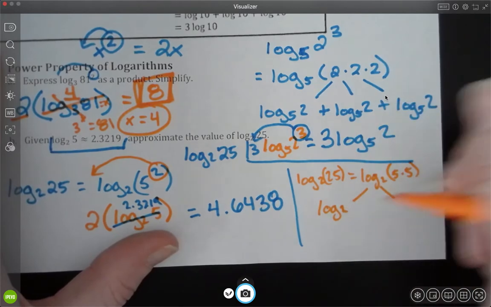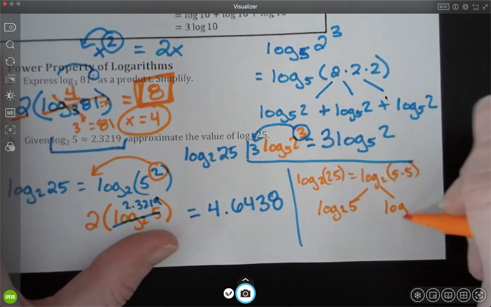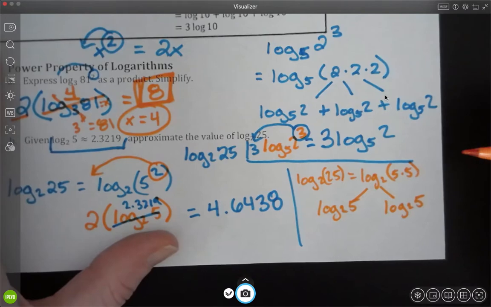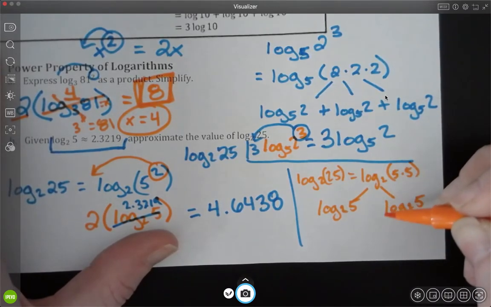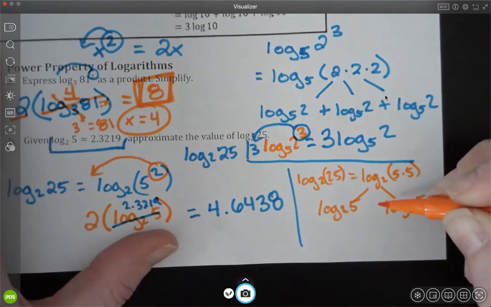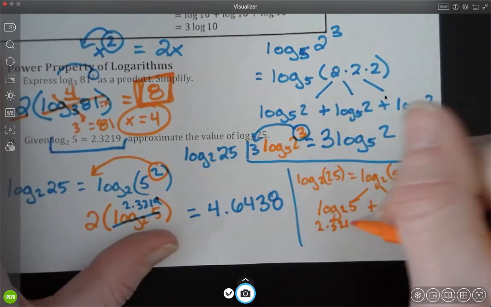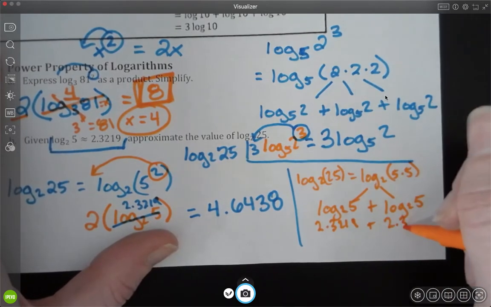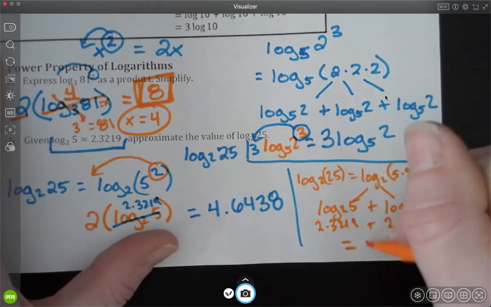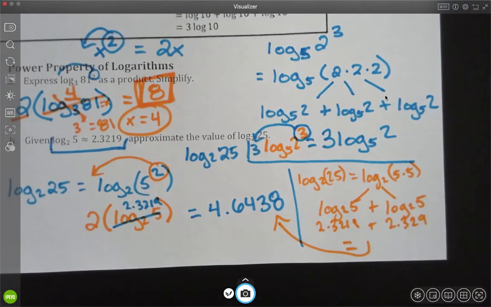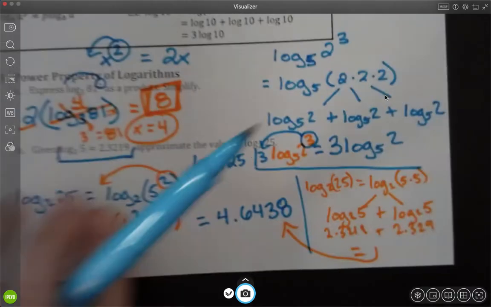If I make them two things, log base 2 of 5 and log base 2 of 5, what goes in between them? Multiply means add, okay? So in that case, I'm just taking 2.3219 plus another 2.3219. Am I going to get that as an answer? Yes. So that's another way of thinking about it. Instead of thinking about it as 5 squared, it's 5 times 5, and then making it plus. Good? Okay, let's go to the next page.